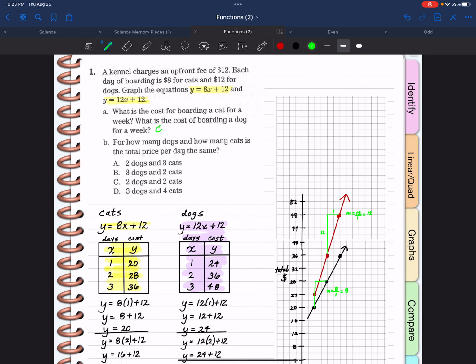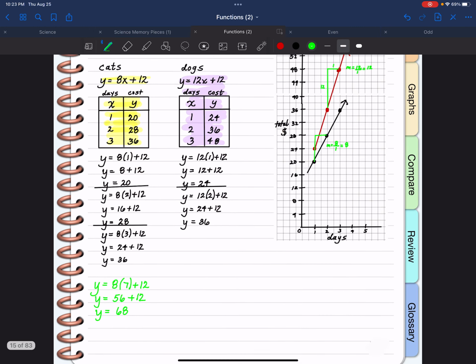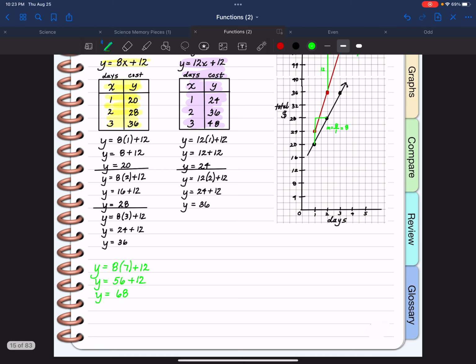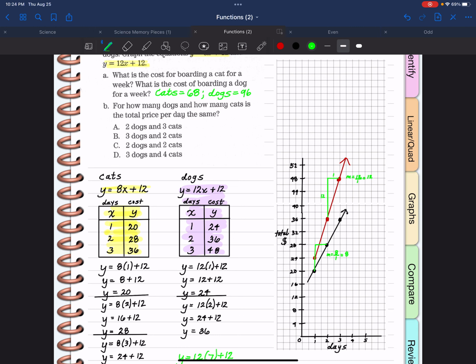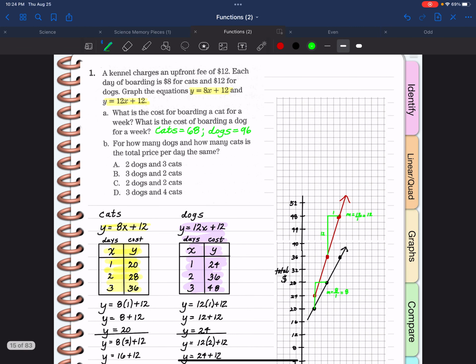So let's answer that. The cats, $68. And then the dogs would be using this formula of y equals 12 times 7 plus 12. So 12 times 7 is 84, plus another 12 would be $96 a week for the dogs. So we've answered part A of question 1.